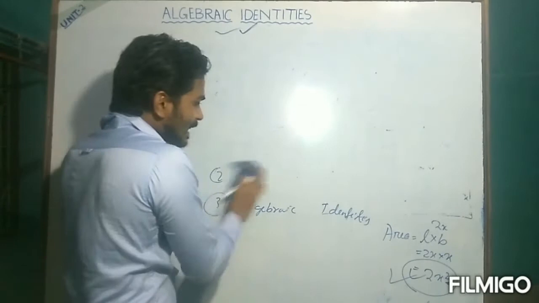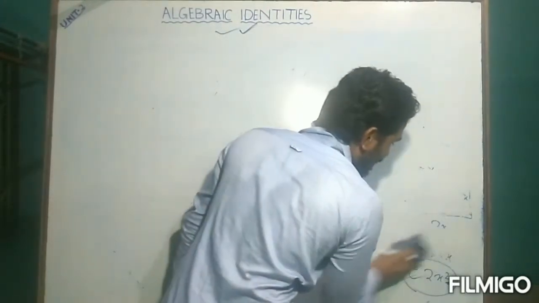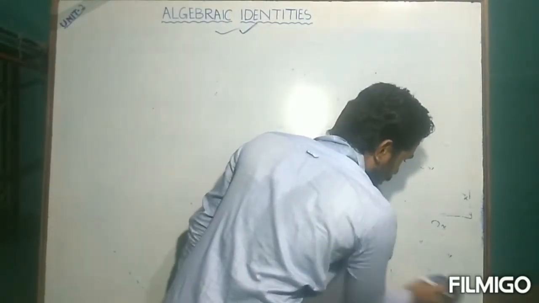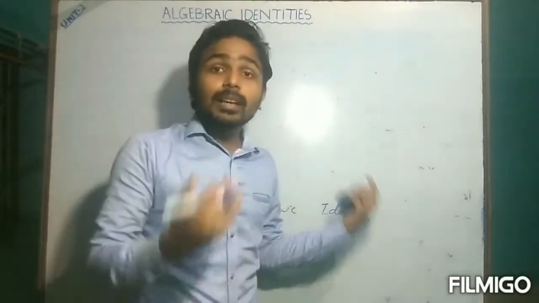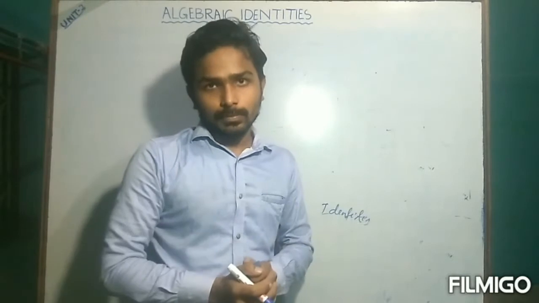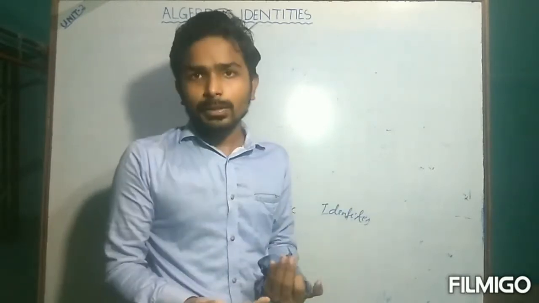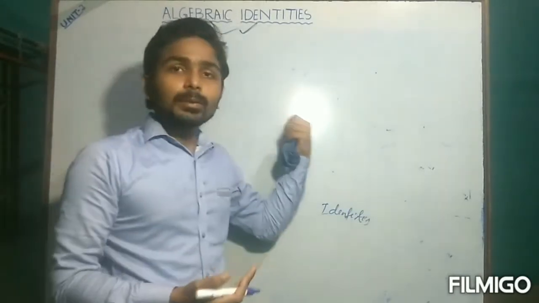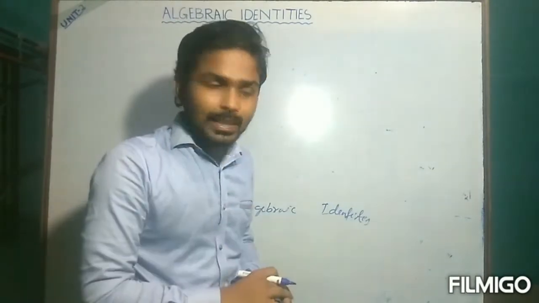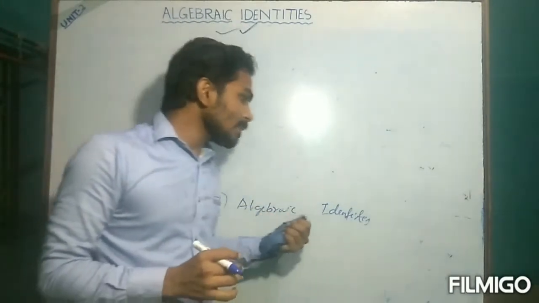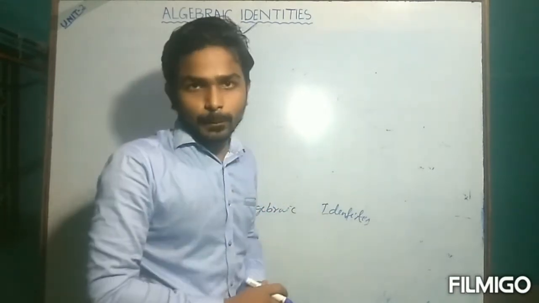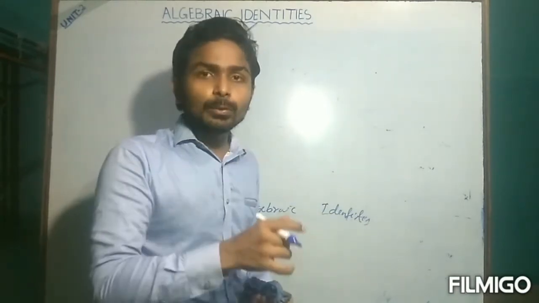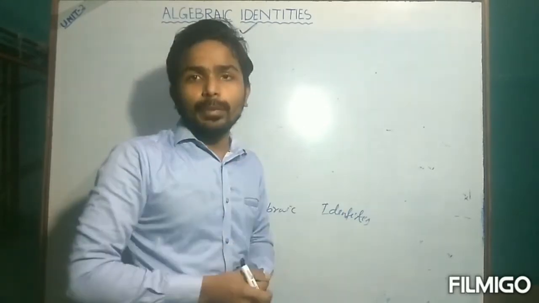So coming to algebraic identities. What are algebraic identities? It is the most important thing. An algebraic identity is an algebraic equation. We have already studied what an algebraic equation is. In an algebraic equation we have only one value of x. But what is an algebraic identity? An algebraic identity is an algebraic equation which is true for any value of the variable.